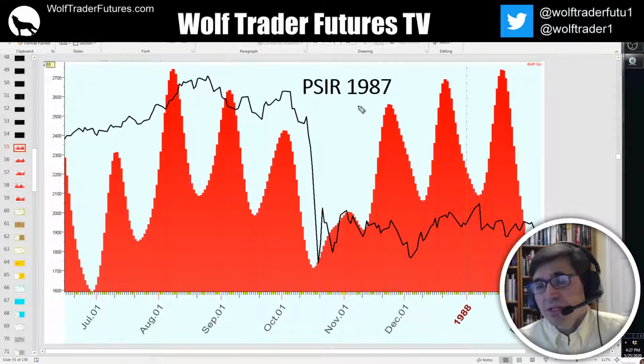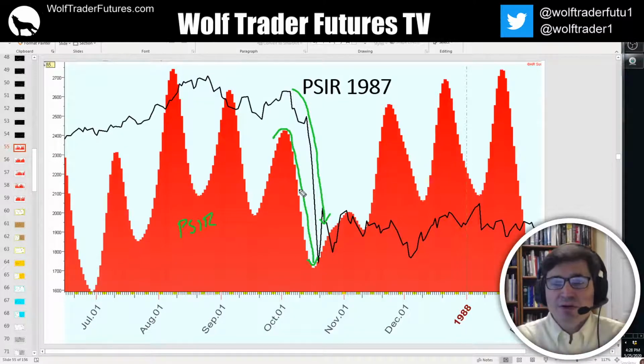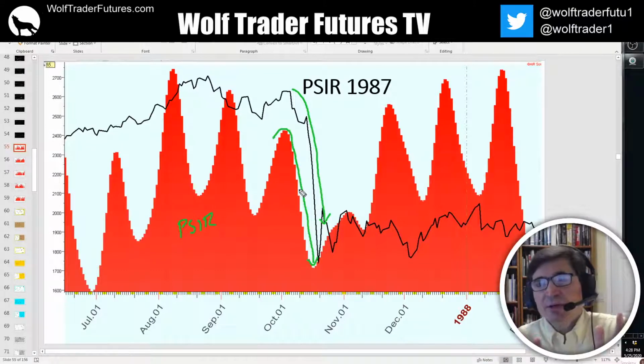So this is the 1987 crash, and you'll find that without exception, the red here is the Planetary Speed Index raw. The markets always have their biggest crashes when the Planetary Speed Index is falling. There are no exceptions to this. These curves have nothing to do with each other. I'm not deriving the red curve from the black curve. They look like they're mirrors of each other, but they're not related.